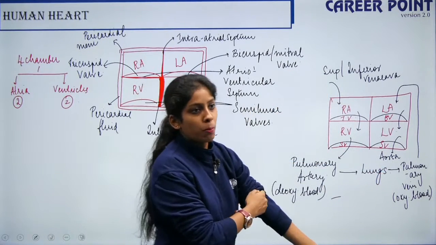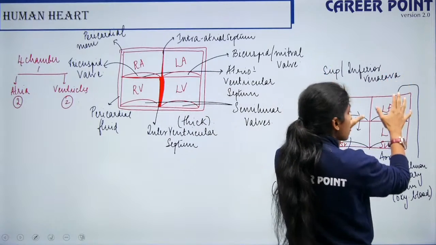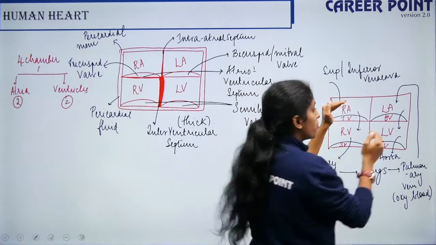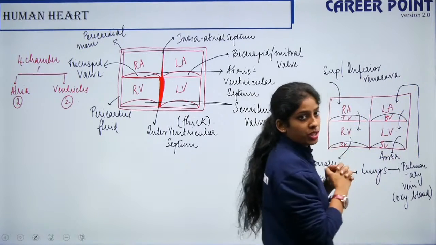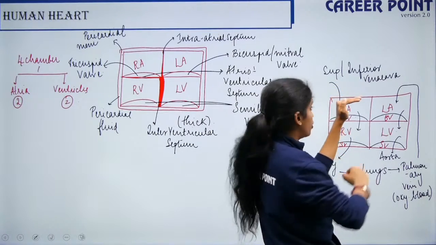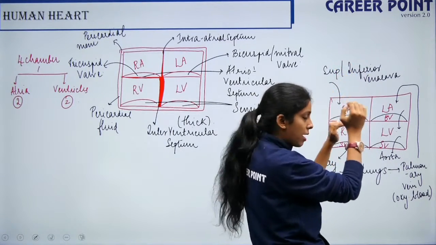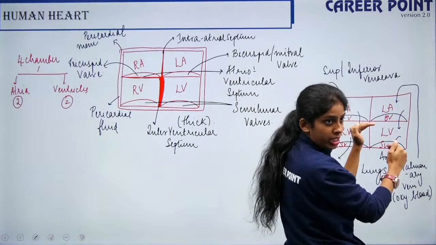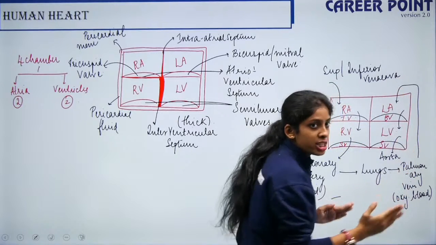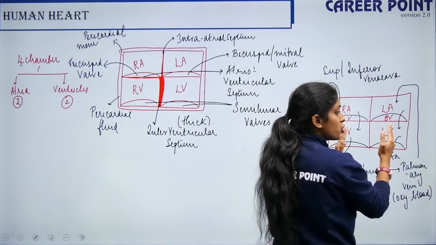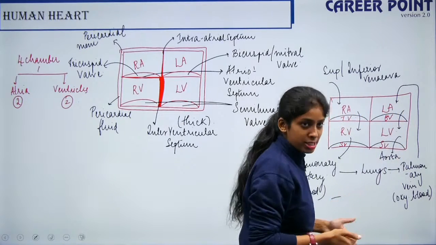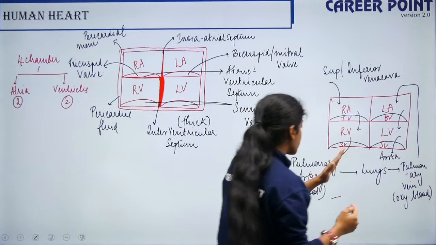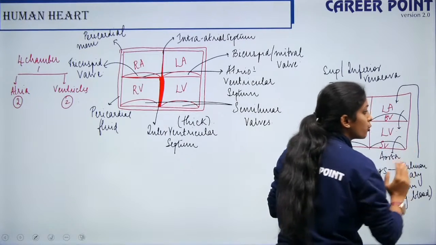But it is not that the right part will work and then the left part will work. Both the parts of the heart will work simultaneously. So when blood comes inside the right atria, blood also comes inside the left atria. Blood enters the right atria from the superior and inferior vena cava. At the same time, blood enters the left atria from the pulmonary vein. Together, the bicuspid and the tricuspid valves will open, and then it moves into the right ventricle and the left ventricle respectively. Then at the same time, the semilunar valves will open and blood from here moves into the pulmonary artery and this moves into the aorta.